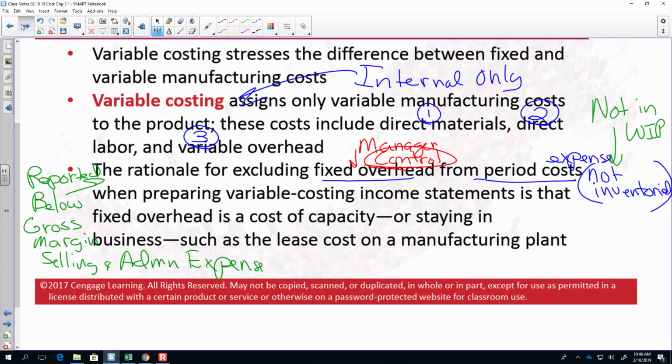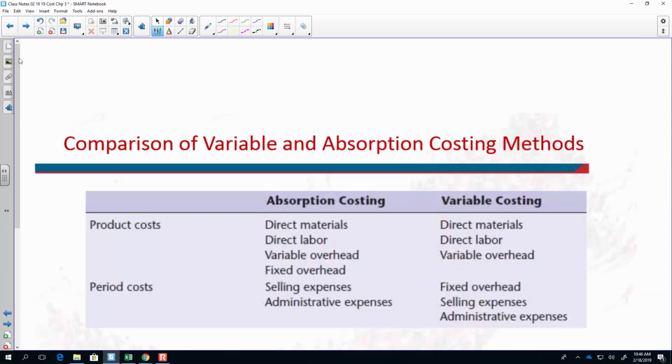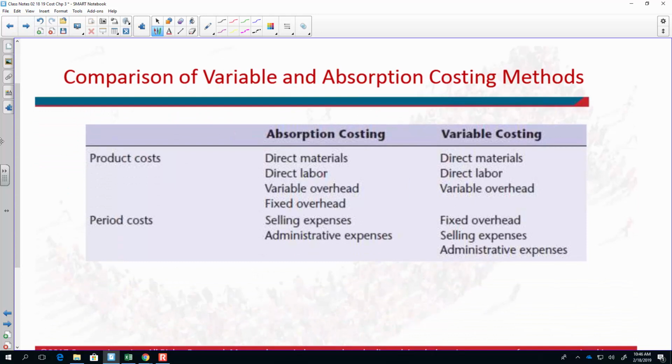So the book talks about that difference. There is a chart, here it is. This is on page 105, actually. It shows the difference between the two. We'll show that difference in our problems shortly. You can see where fixed overhead is. It's with the selling and admin, right? Under the variable income statement. That's the difference. That's the only difference.